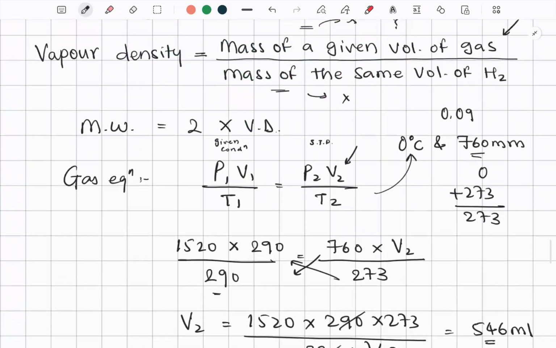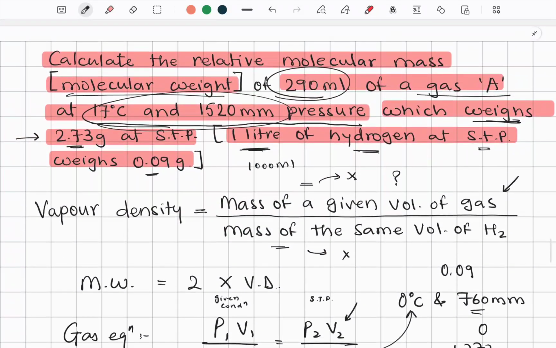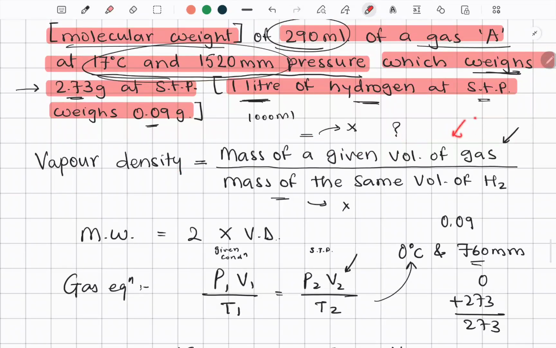Now let's go through this question once again. What was asked was that we need to calculate the relative molecular mass. That was our ultimate goal. It was given that 290 ml of gas A at 17 degrees Celsius and 1520 millimeter pressure was weighing 2.73 gram, but not at s.t.p. So basically the volume at s.t.p was not given, and the tricky part was to calculate the volume at s.t.p, because in this formula of vapor density, both the gases have to be at s.t.p. The hydrogen was at s.t.p, but this gas was not.